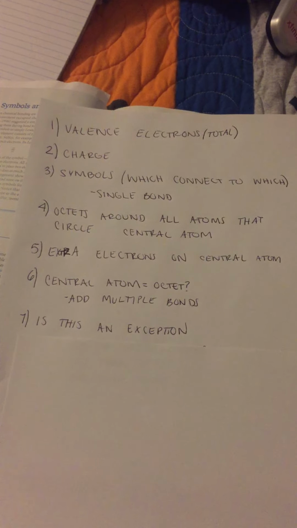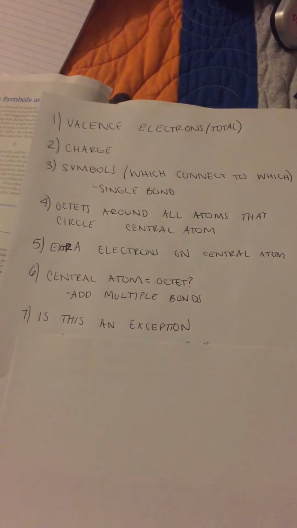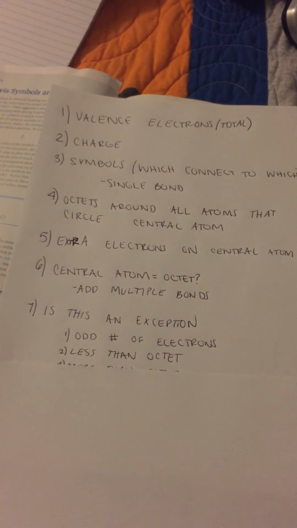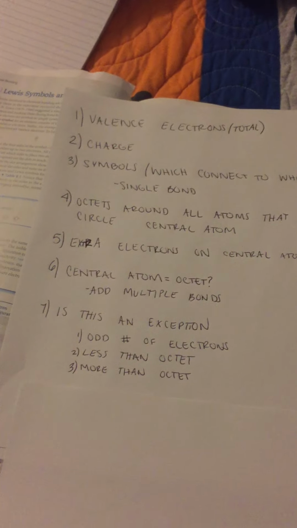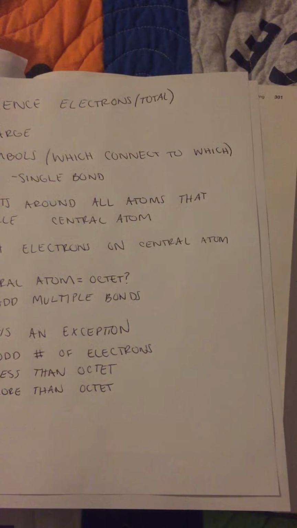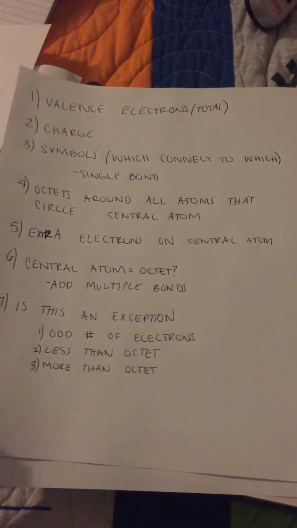Then, is this an exception? Is it an exception ion? So, is there an odd number of electrons, less than an octet? Is there more than an octet? So these are just some things to keep in mind. They're the main tips that I keep in mind when I do it. So now let's go to some examples.